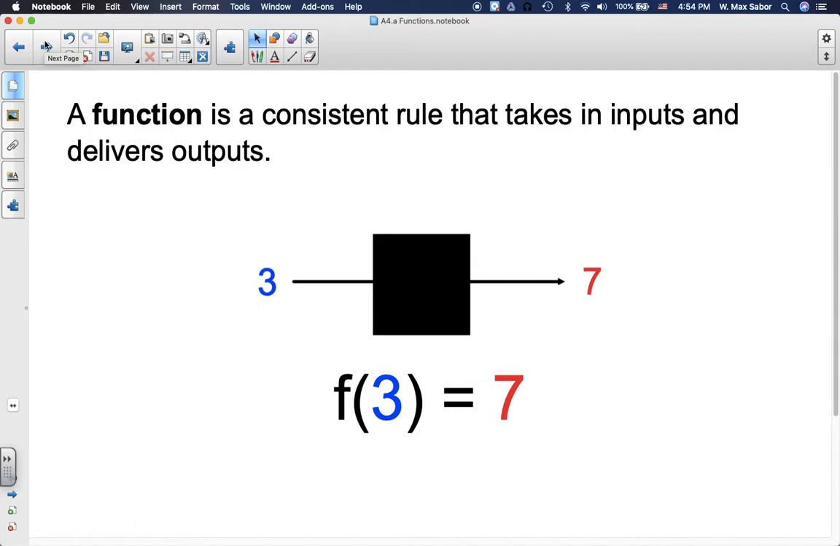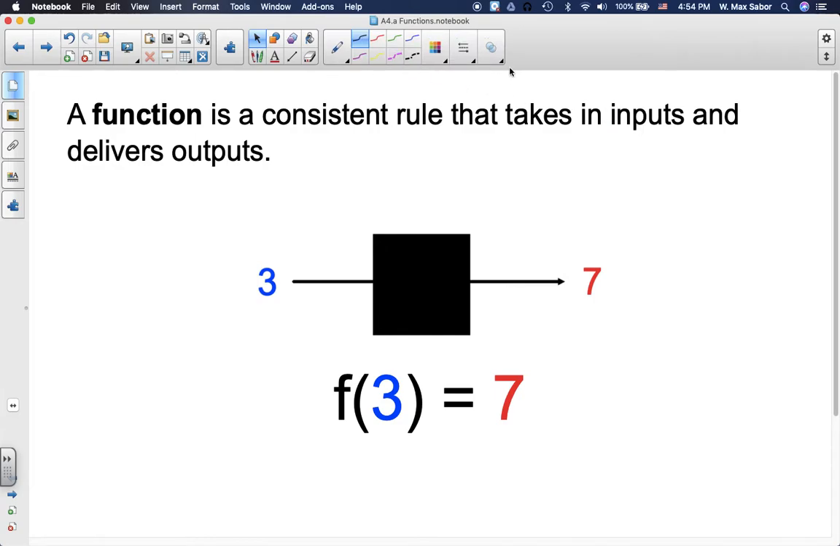So this function takes in an input of 3 and outputs 7. It could take in other inputs that could also output 7. They could output other things. But the function itself is named f. The input is 3, and 7 is the output. This is the way we write it, that we put parentheses around the input.